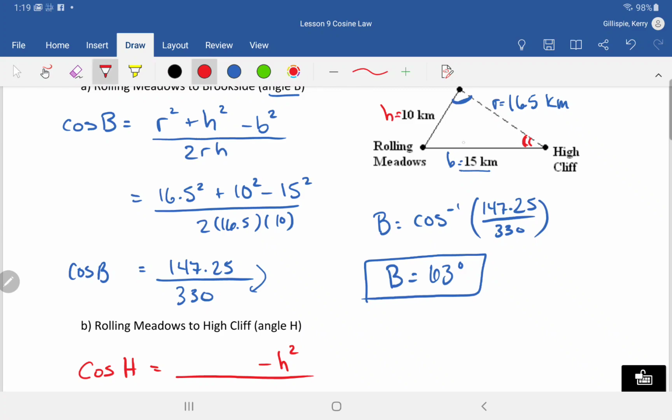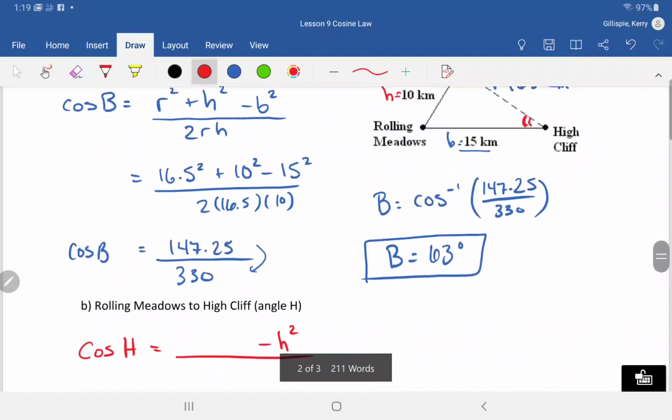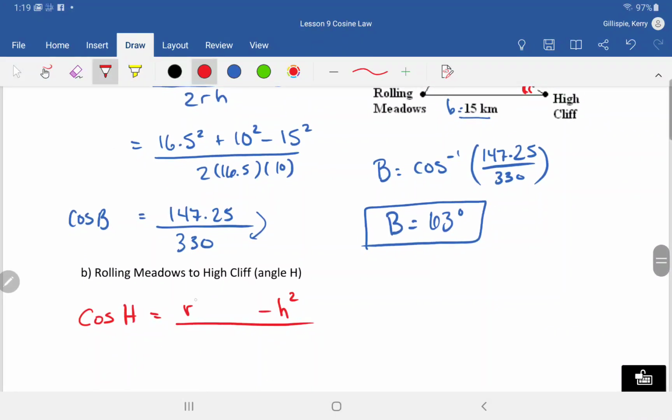That means R and B. So Rolling Meadows Road across from it and the Brookside Road across from that. Those are the two we're going to be adding. So we're going to take R squared and B squared this time.